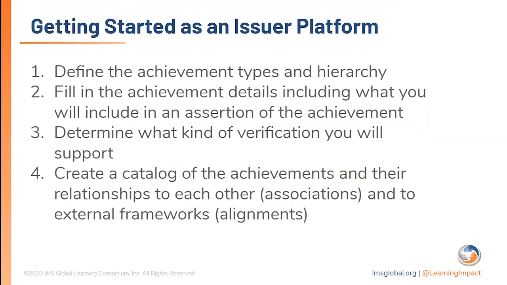Starting with how to get started with publishing, you will be building essentially an issuer platform. As an issuer, you are responsible for defining the achievement types that you will be issuing, and their hierarchy. Some things to think about: what properties will your consumers need? That is, the people that will be using this information to make decisions. What information will they need to know about each of the achievements that you are going to represent? How will you present evidence about those achievements?